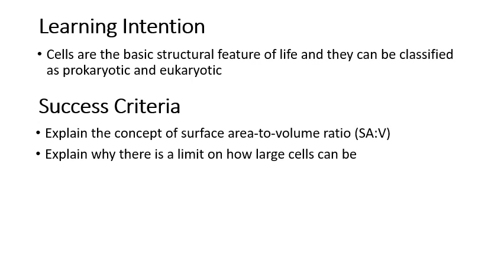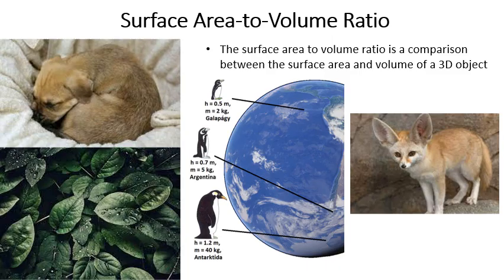You should be able to explain the concept of surface area to volume ratio, which is a maths concept, and explain why there's a limit on how large cells can be. So, surface area to volume ratio. It's one of the most important concepts in biology, and it relates to so many different species and the behavior of species. And these are all some examples of where surface area to volume ratio is important.